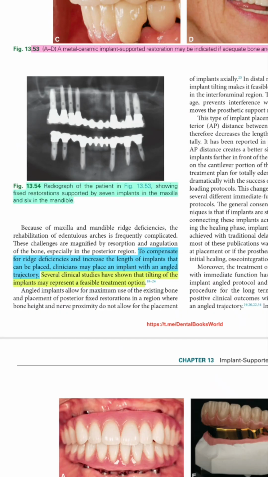We see during implantation of 4 or 6 implants in an edentulous patient that the implants are tilted. Why do they tilt them? To compensate for the ridge deficiencies and to increase the length of the implant that can be placed. So they angle the implant inside the bone, which represents a feasible treatment option.